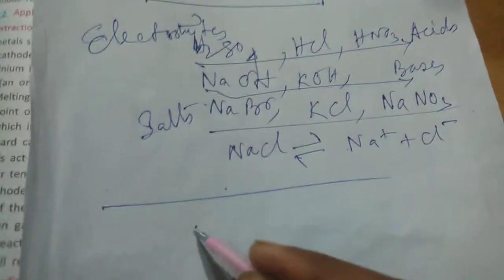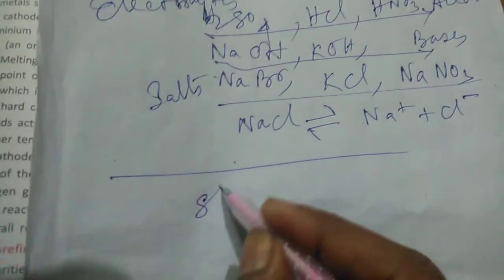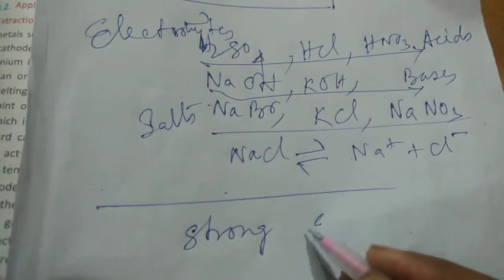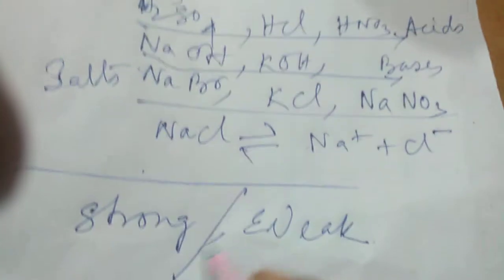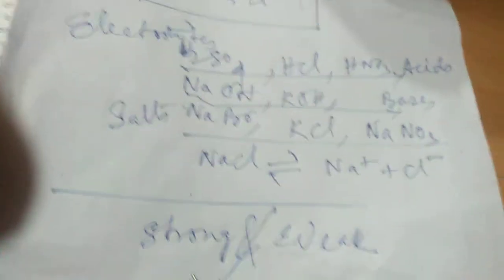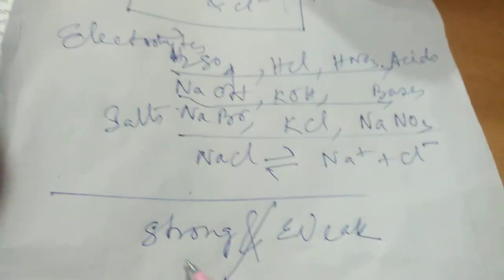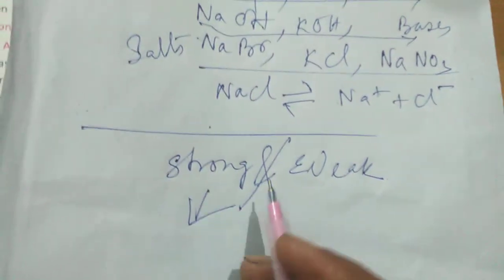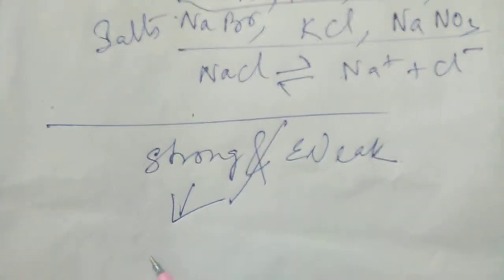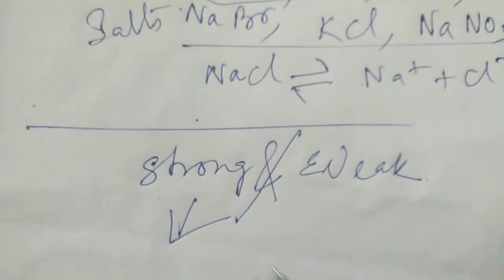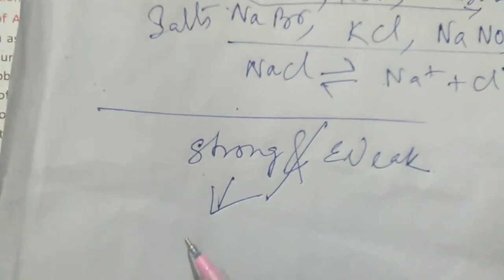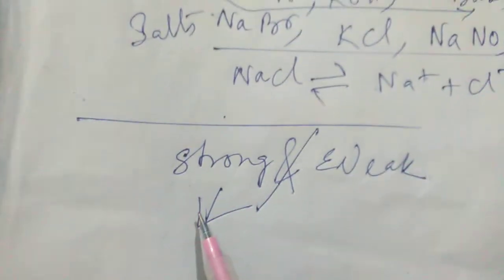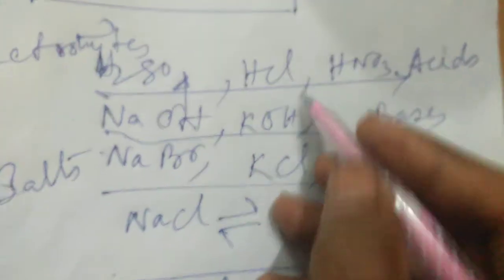Again, these electrolytes may be classified into strong electrolytes and weak electrolytes. What are strong electrolytes? The compounds or the electrolytes which are highly dissociated, or which produce the maximum number of positive ions and negative ions in the solution or in the molten state, are called strong electrolytes. As for example, H2SO4, HCl, HNO3, all these are strong electrolytes.